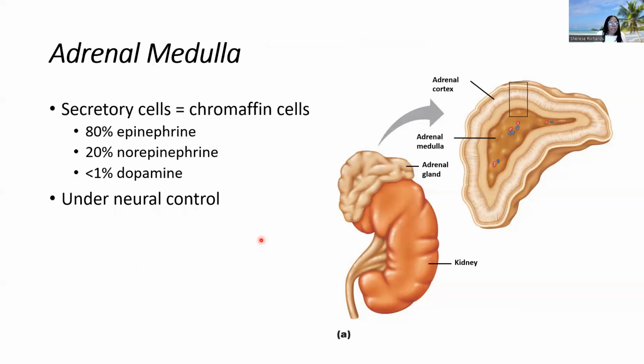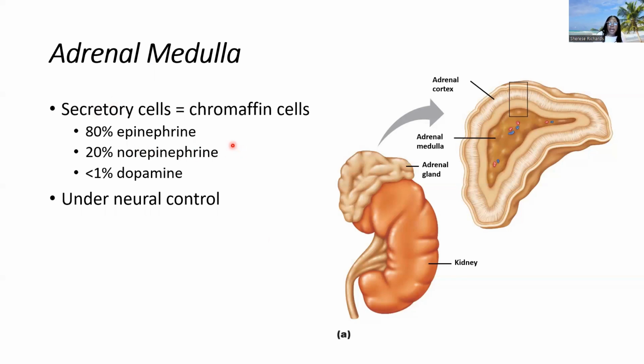Okay, let's look at the medulla. So the medulla is going to have chromaffin cells, which will secrete mostly epinephrine, but also some level of norepinephrine and a very small amount of dopamine as well. This we have talked about before.